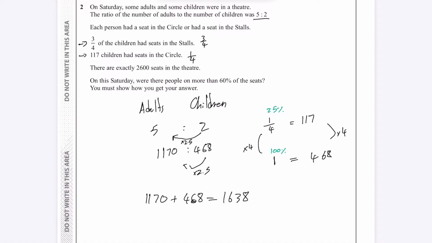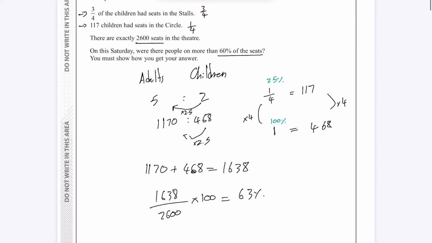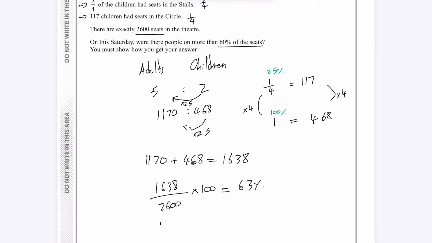So now we know how many people there are on seats. The question says, were there people on more than 60% of the seats? So we know in total there's 2,600 seats. So let's do the maths. That's 1,638 divided by 2,600 to work out the percentage, times that by 100. That gives me 63%. So were there more than 60%? No, there were not more than 60% on seats.